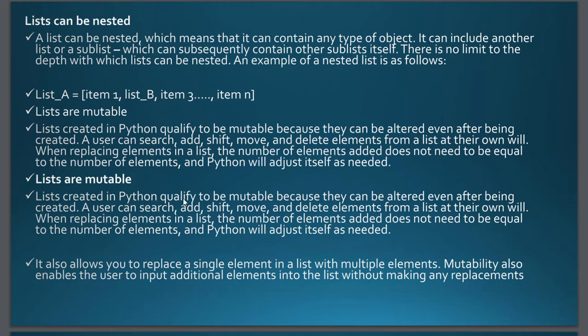Lists created in Python qualify as mutable because they can be altered even after being created. A user can search, shift, move, and delete elements in the list. Python will adjust itself as needed. It is also known that replacing a single element in the list with multiple elements is also possible.